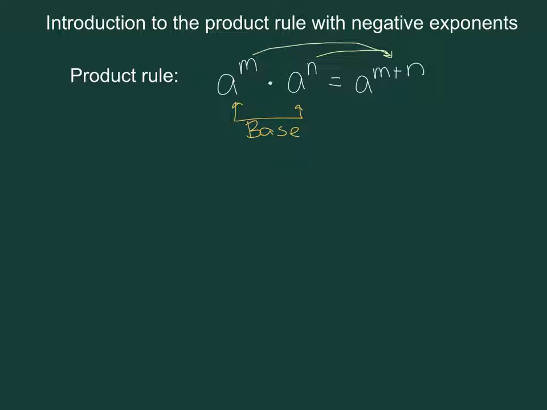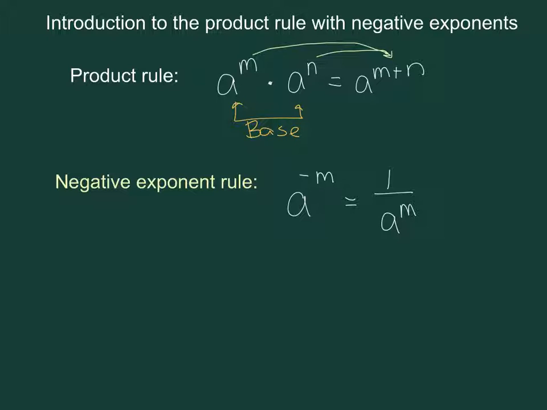Then we have one other rule that we want to know, and that is the negative exponent rule, okay? And the negative exponent rule is simply if I have a base with a negative exponent, it needs to be rewritten as 1 over a to the positive exponent, okay? So all you're doing is just flipping this upside down. You're taking the reciprocal, basically, and making the exponent positive.